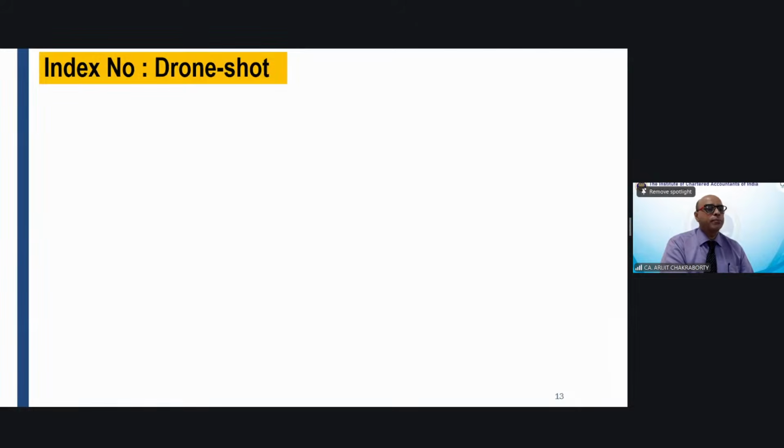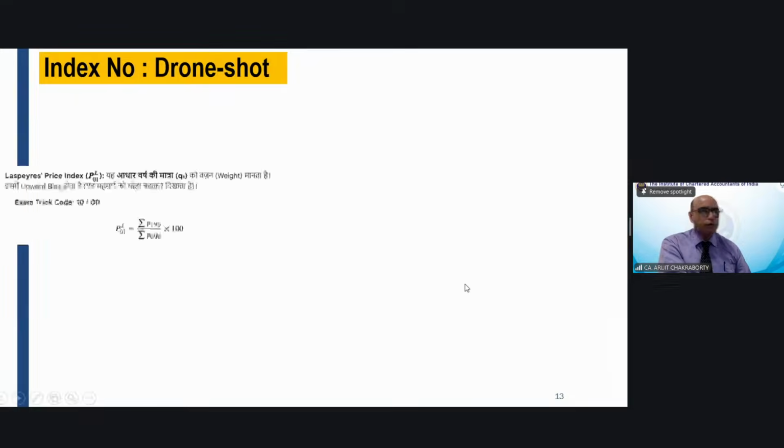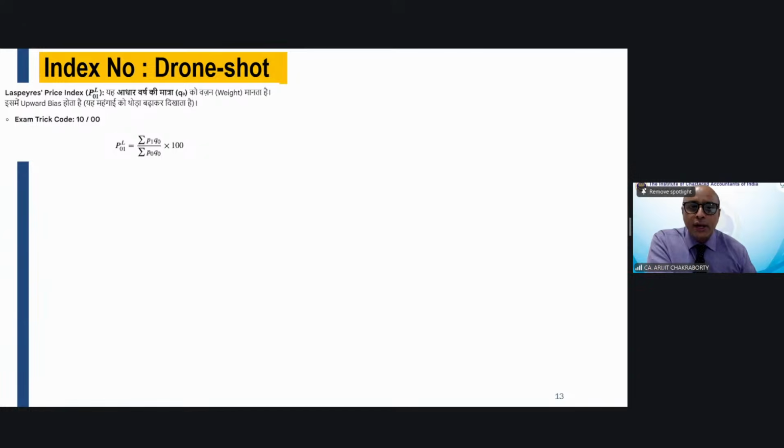Finally, we come to the drone shot. मैंने एक drone shot बनाया, आप देख सकते हो all the important formula in one slide. And after this, we will move on to the questions. So index numbers first is, please remember, मैंने एक exam hack, एक trick बताया कि for the Laspeyres index, sometimes it becomes difficult to remember. Just code remember करिए 10 by 00.